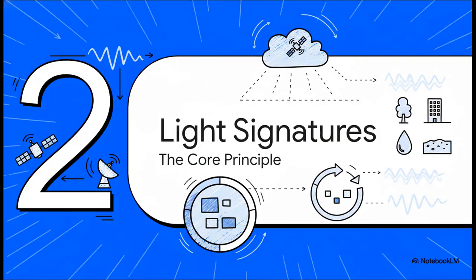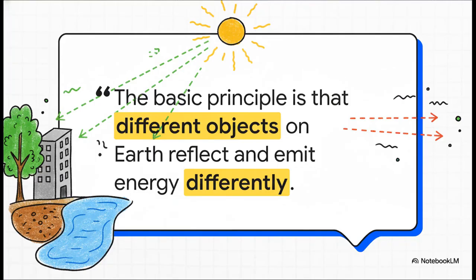Okay, so computers can read brightness. Low numbers for dark stuff, high numbers for bright stuff. Cool. But how does it know a patch of low numbers is a lake and not, say, a freshly paved parking lot? Well, that brings us to the core principle that makes all of this work. It all boils down to this one simple, powerful fact.